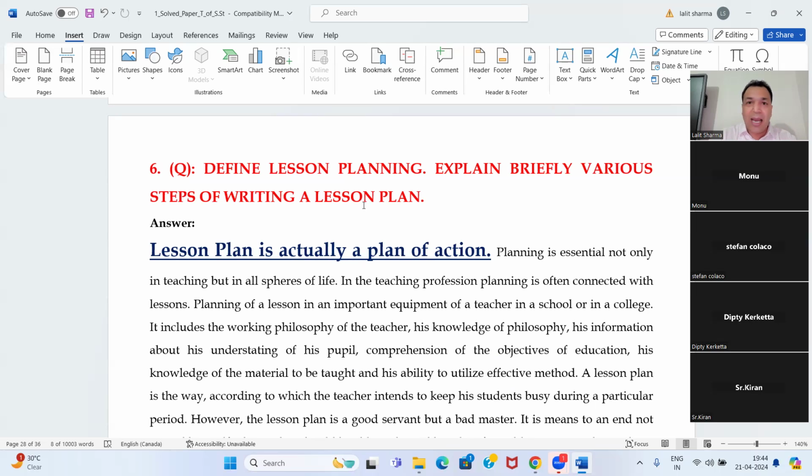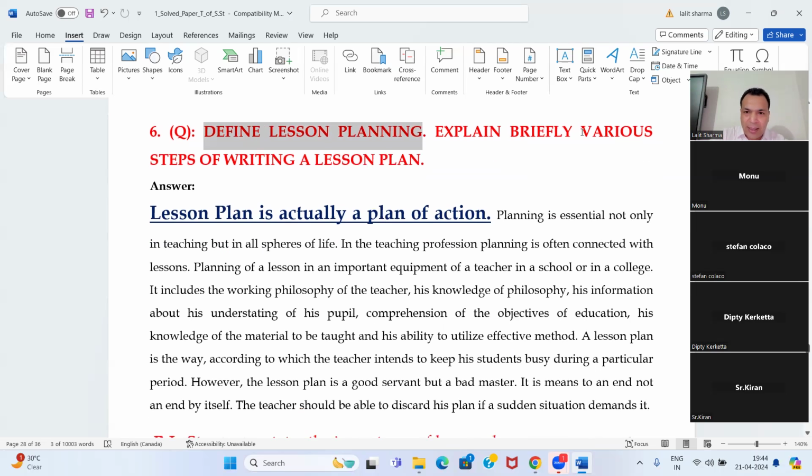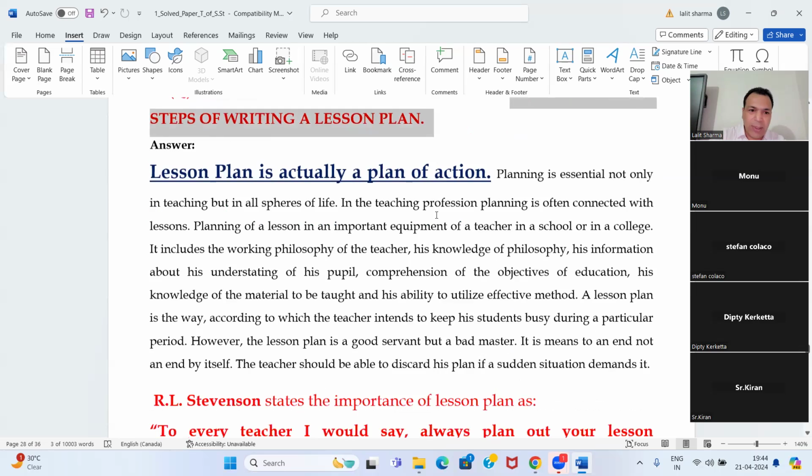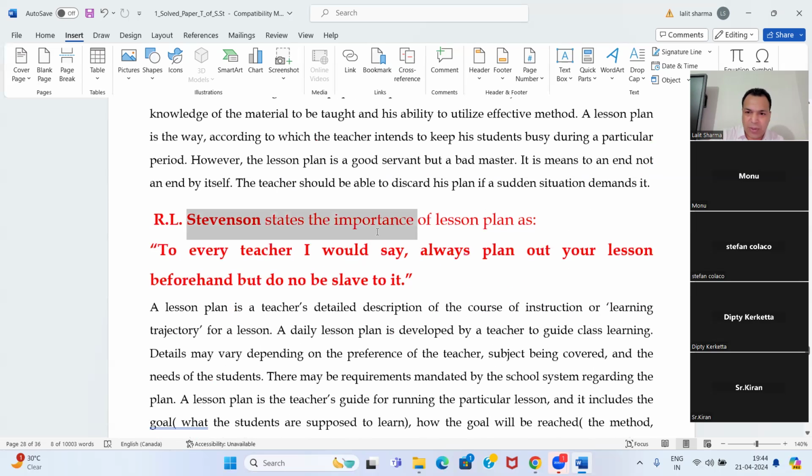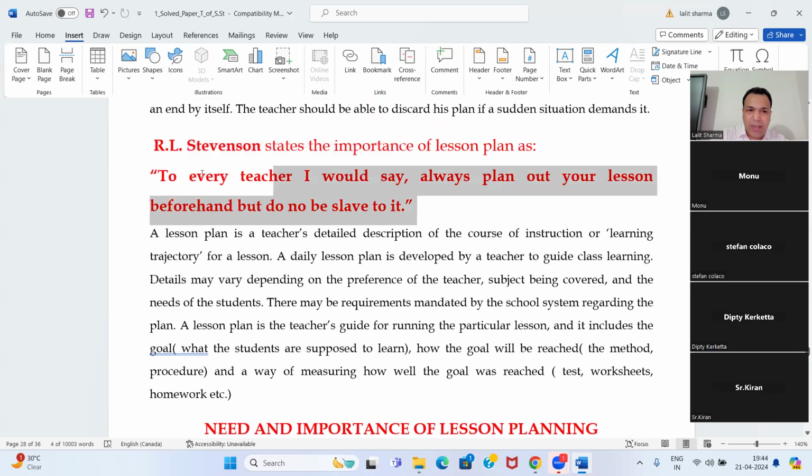To every teacher, I would like to say that prepare your lesson beforehand, but do not slave to it. आ गया ना याद? But do not slave to it. Said by the Stevenson. Okay, under the defining the lesson plan, right? और उसके सारे के सारे steps. Okay? ये देखो, ये Stevenson की आगे definition. To every teacher, I would like to say, always plan your lesson first beforehand, but do not slave to it.